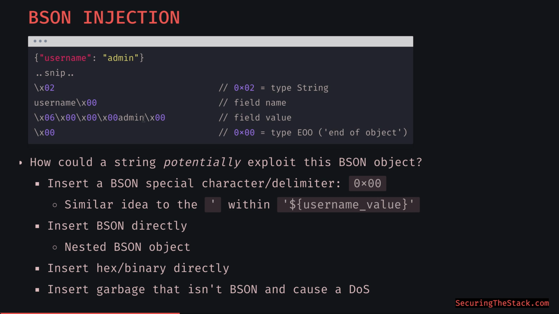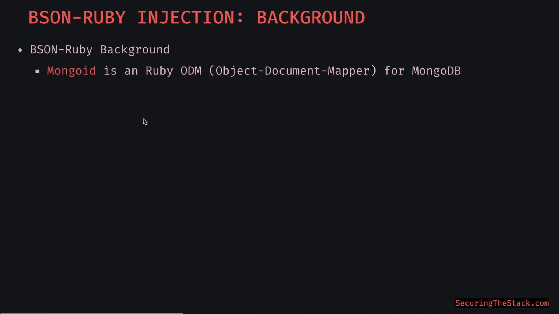Now, here is a really, really interesting item, and it's basically this. What if somebody inserted garbage in here that wasn't BSON and then caused a denial of service? We're going to be looking at how that could occur within an old vulnerability. I want to show you the physical example first. All right, so it's the vulnerability within BSON Ruby.